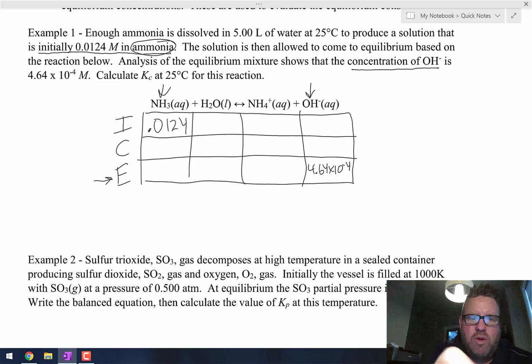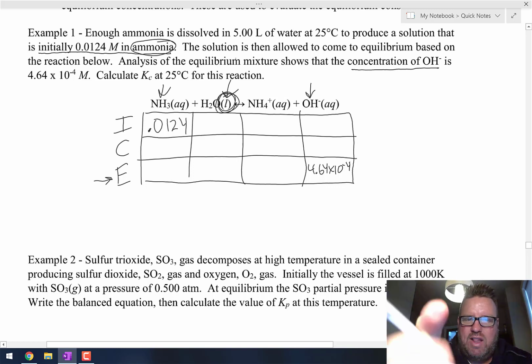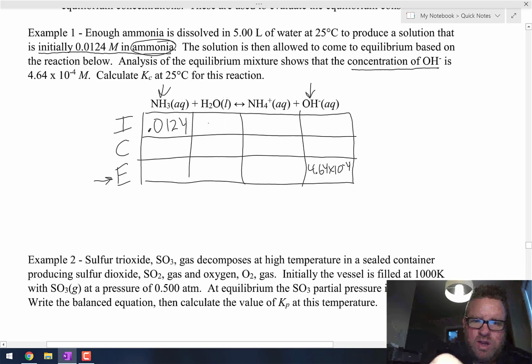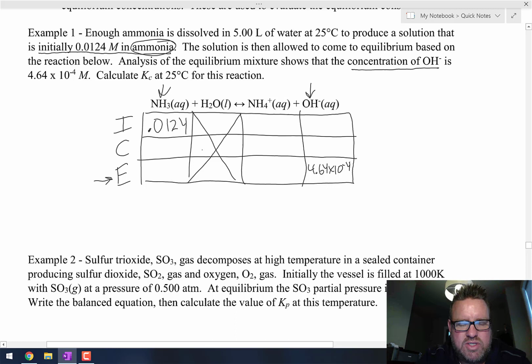So first of all, remember that when we write an equilibrium constant expression, we do not include solids or liquids. And right here we have a liquid. Which means, what are we going to do with those boxes? Nothing. We're going to cross them out. Anytime you have a solid or a liquid in an equilibrium system, you can just cancel that part out.